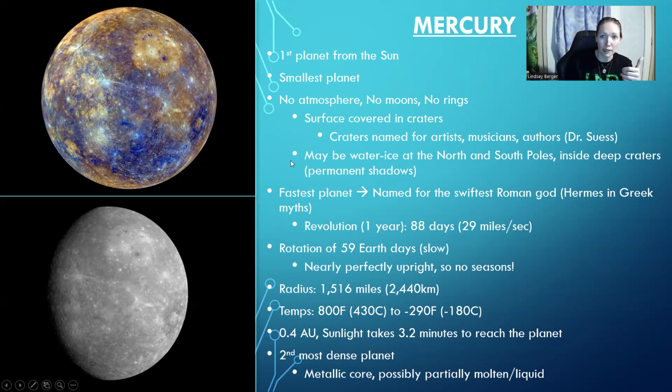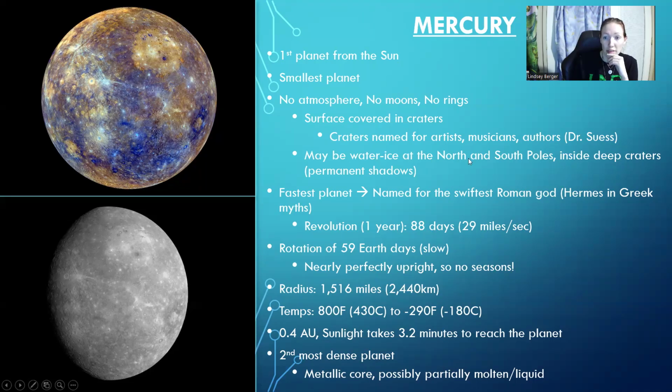And what's cool about Mercury, I'll get into my anti-Mercury thing in a moment. What's cool about Mercury is the craters are actually named for artists, musicians, authors, etc. Like there's actually a crater named after Dr. Seuss. So that's pretty cool. All these planets have very distinguishing cool sub features like that I like to look at.